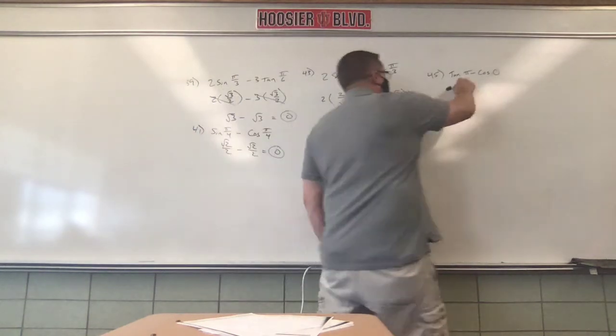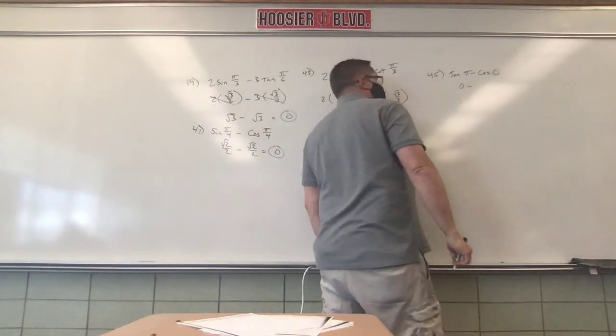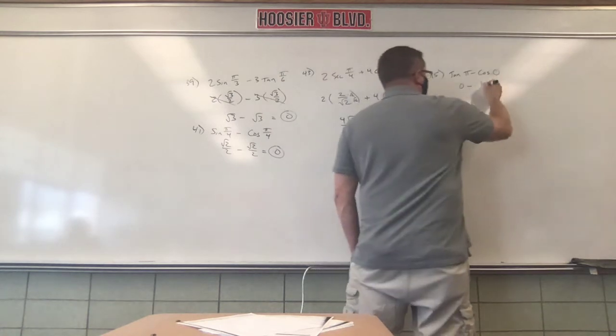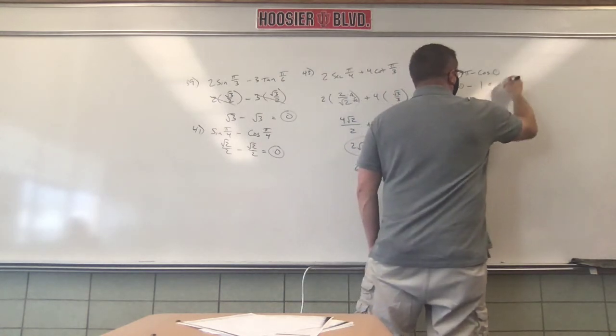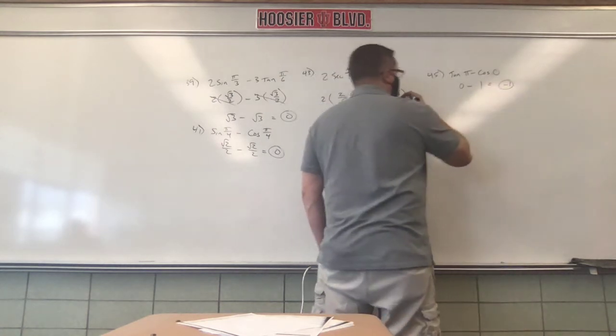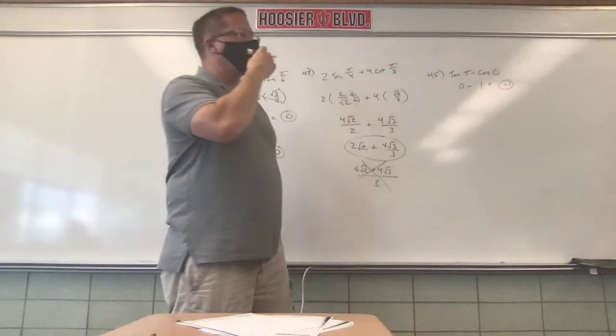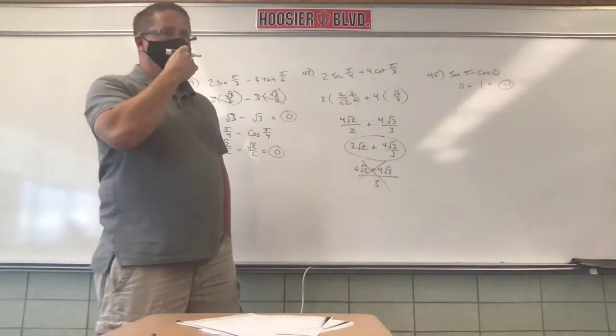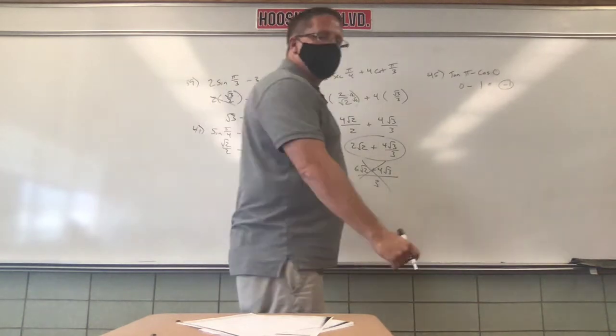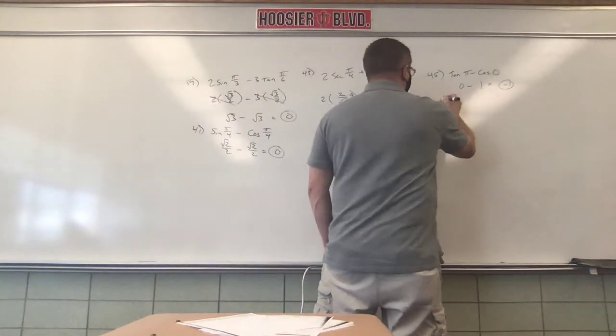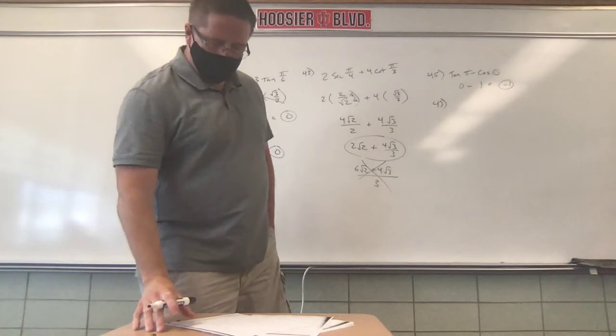So the tangent of pi is 0, minus the cosine of 0, which is 1. 0 minus 1 is negative 1. Now, if you're sitting there going, I thought the cosine of 0 was 0, that's the sine of 0. Remember it goes cosine, sine, not sine, cosine. A lot of students make that mistake.